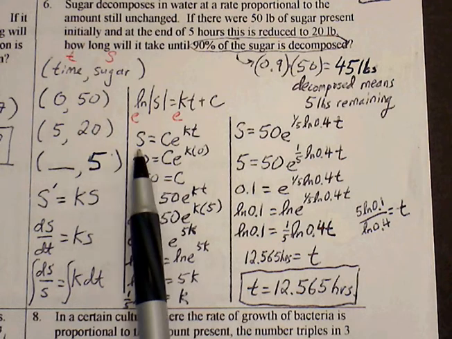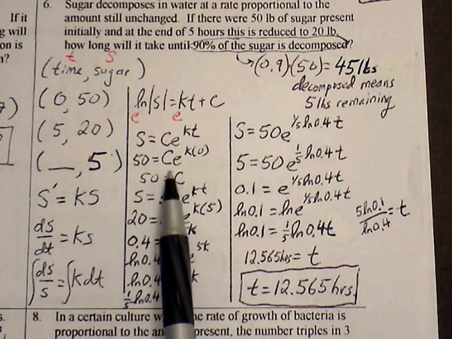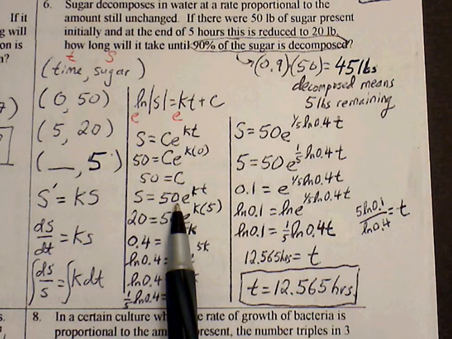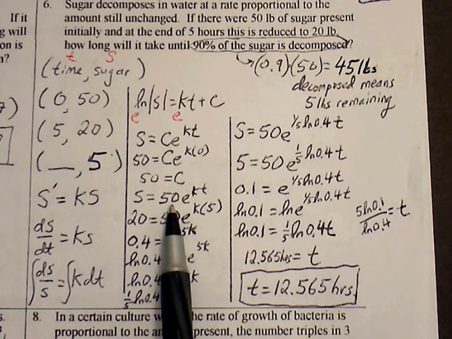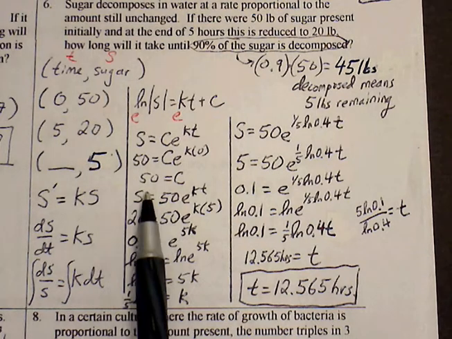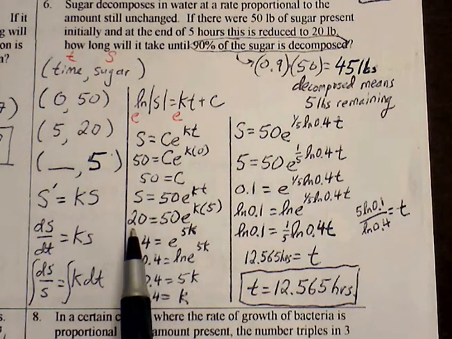S is equal to C e to the kt. Plug in the ordered pair (0, 50), and we can solve for C. C is equal to 50. Once we have our C value, then we can solve for k. Plug in the next ordered pair, (5, 20). So 5 plugs in for time, 20 plugs in for S.